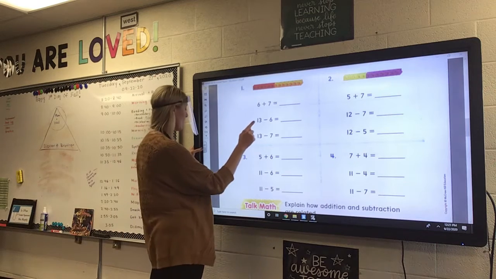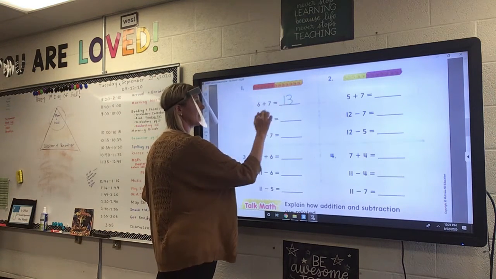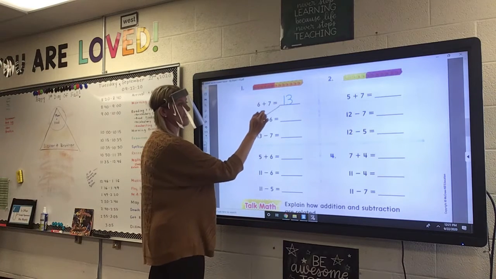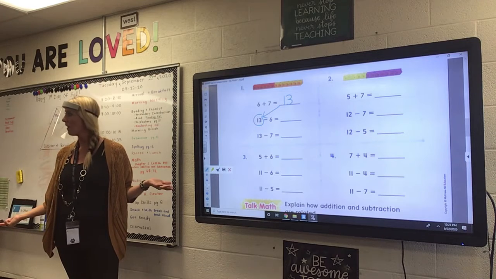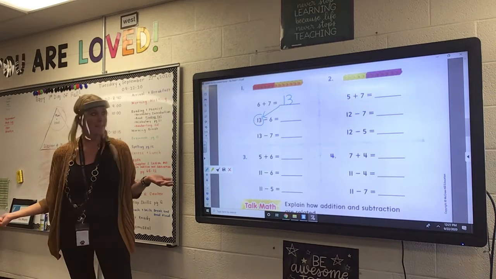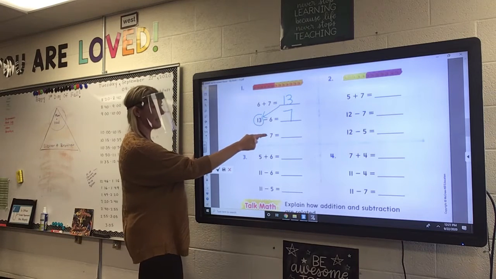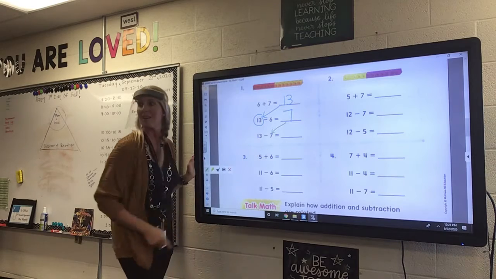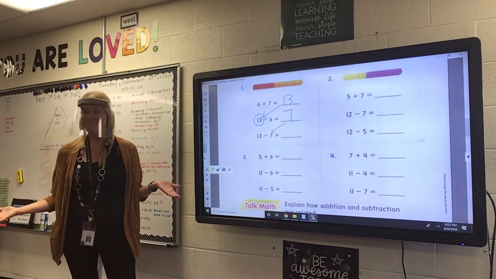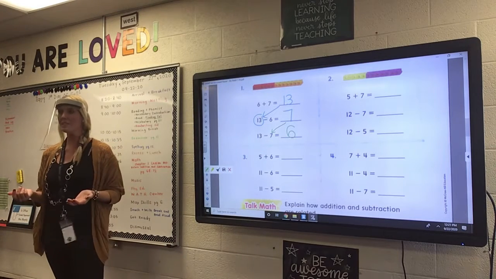Guess what? She's right. You know why I know she's right? Because look down here, we have 13, which is the answer, minus 6 equals what? 7. Yeah, 7. And then we have 13 minus 7. And what does that equal? So it's a family. It's a fact family.